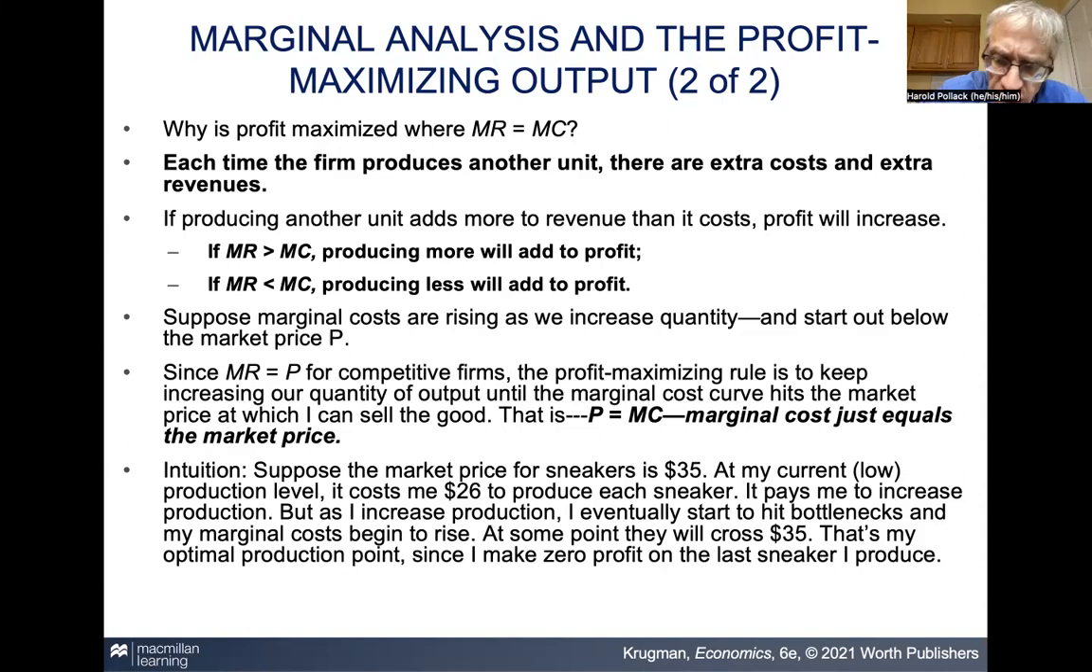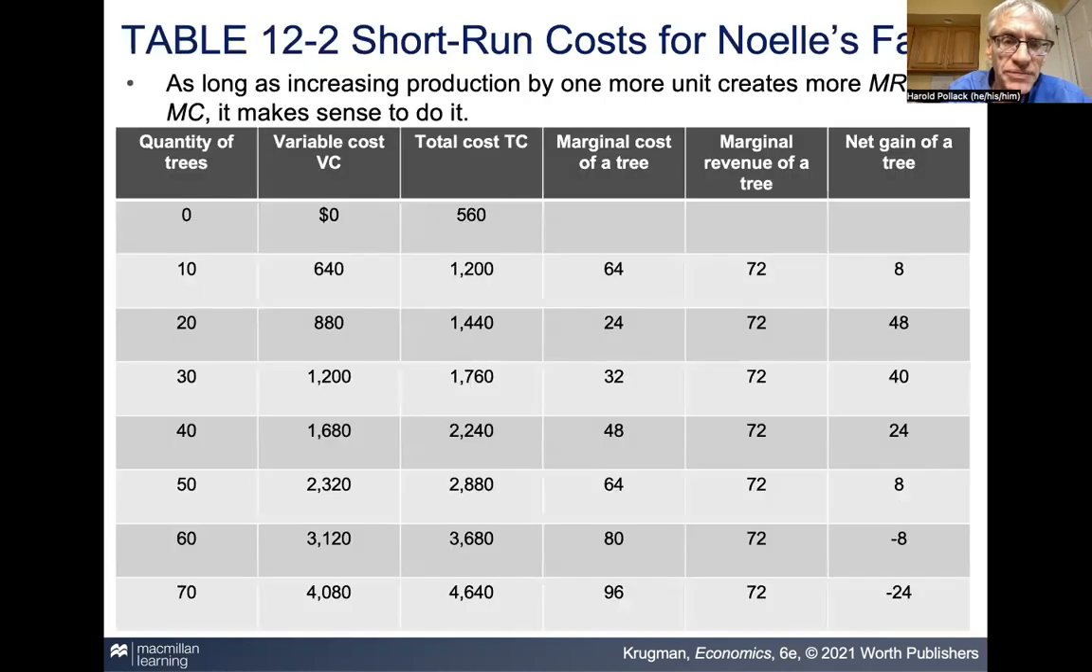But here, suppose the market price for sneakers is $35. At my current low production level, let's say a sneaker costs me $26. So I keep increasing my production, and my marginal costs are rising. At some point, the marginal costs for sneakers are going to go from 26 to 35. That's where I stop. So I get zero profit out of the last sneaker I produced because I'm going to sell it for $35 and it cost me $35 to produce it. So a price-taking firm increases its production to the point where that marginal cost curve just comes up and hits the market price of the good that's being produced.